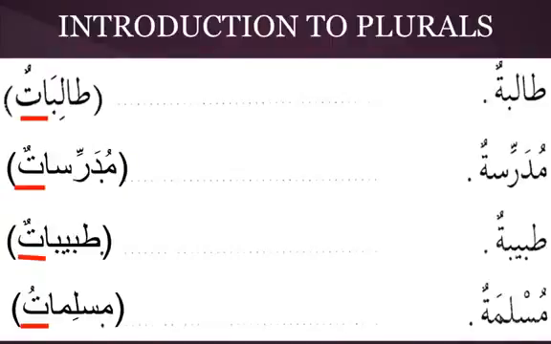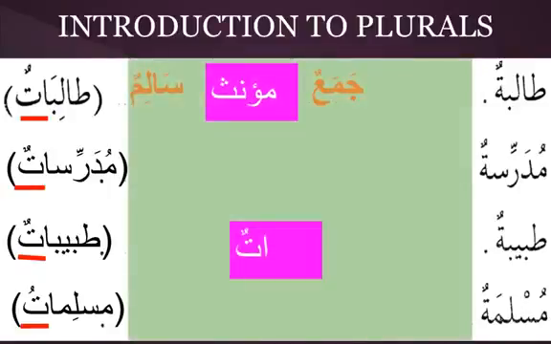And let's come to muannas. We see talibatun. It's like opening your mouth to eat a big laddu. So atun. We say talibatun. Mudarrisatun. So you have to open your mouth wide. Tabibatun, female doctors. Muslimatun. So this is jam' muannath salim. The letters are alif and ta, a combination, and the sound is atun. So this tells us that this is talking about feminine plural.